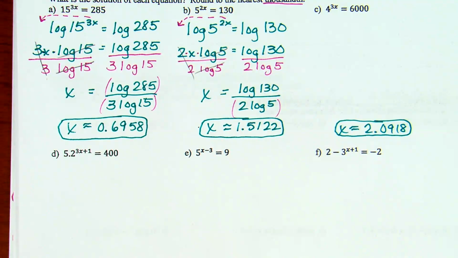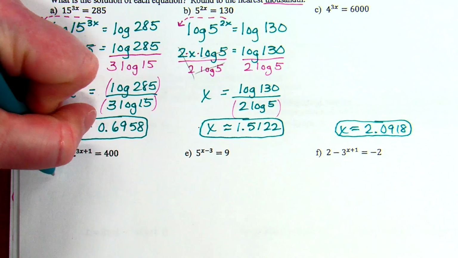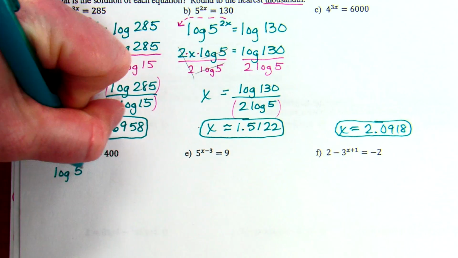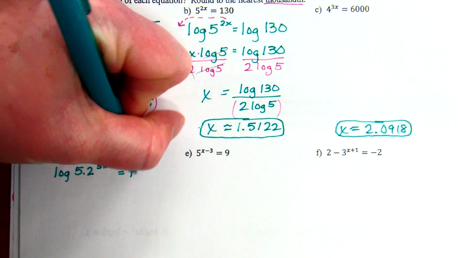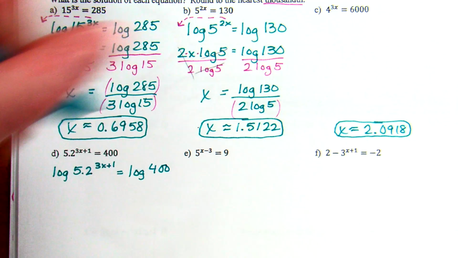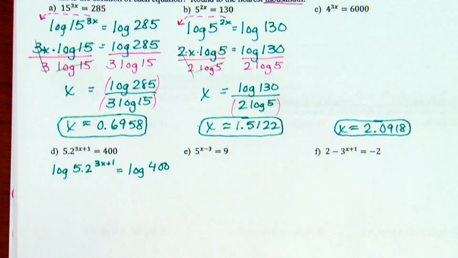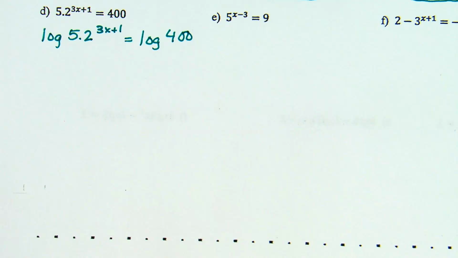So, if I can't make these bases the same, what do? Take the log of both sides. So, the log of 5.2 to the 3x plus 1 equals the log of 400. After you take the log, what is step 2? Power property. Move that power out front.